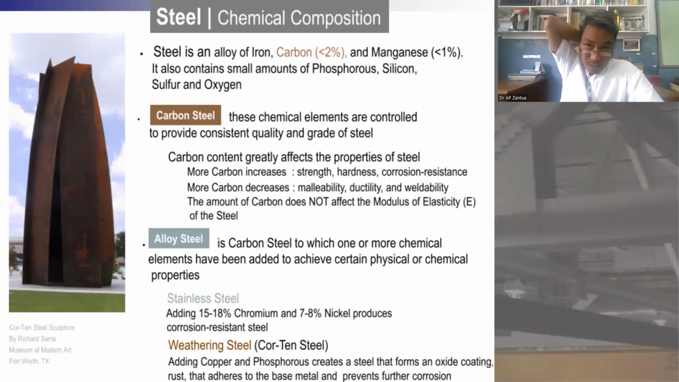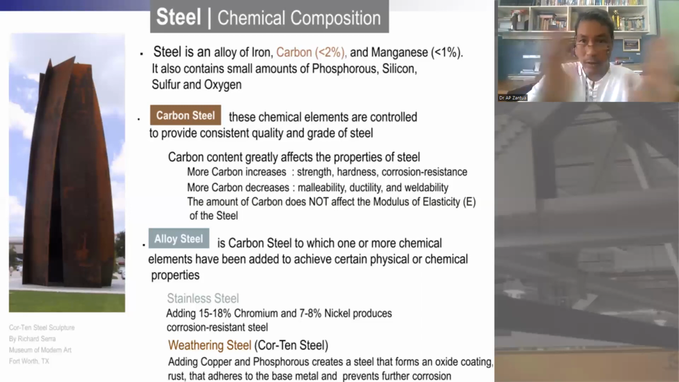We need somewhat more carbon within that given range, 0.1 to 2%. So that is the range. As you increase the strength, it also increases hardness and corrosion.